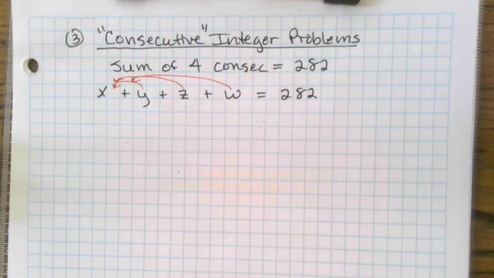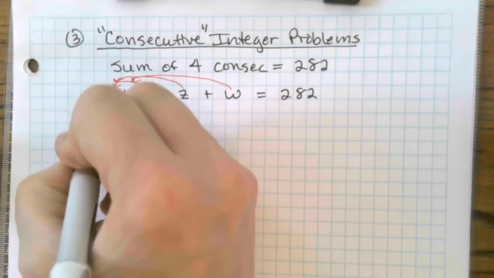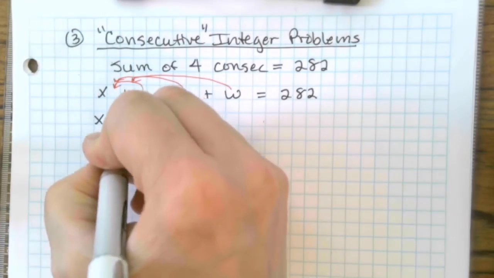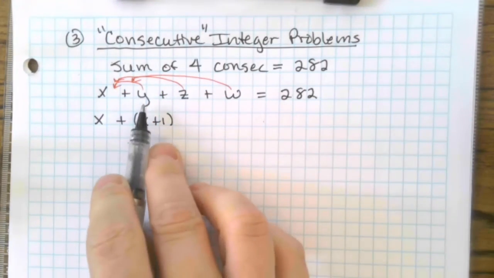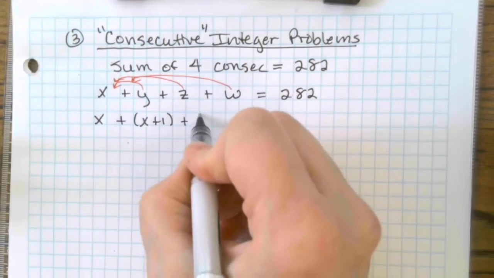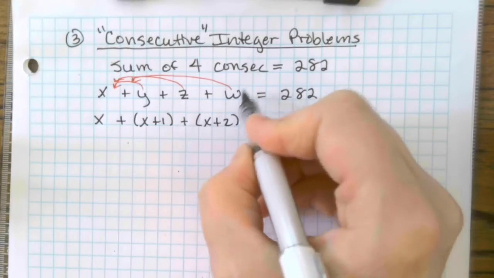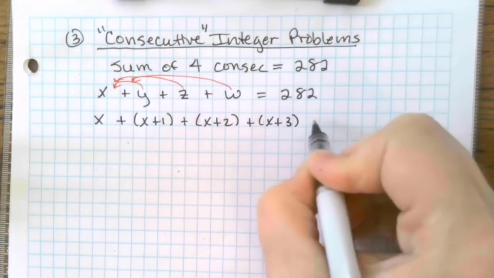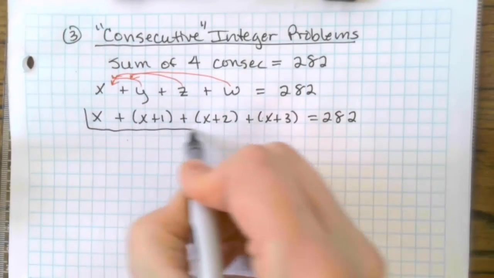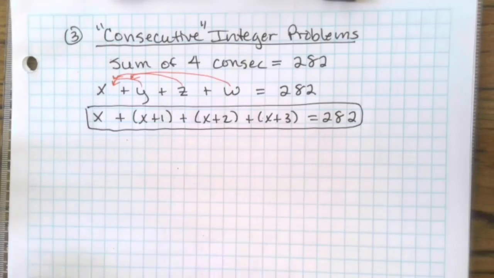Now, the word consecutive means next to. So it's the next number up, and it's always the next number up. So if x is my beginning number, the next number up, the consecutive number, would be x plus 1. The next one after that would be x plus 2, because you start here and add 2. The next one after that would be x plus 3, and those add up to 282. This is now a solvable equation. I'm not going to go through the solving process. It's a pretty straightforward one.